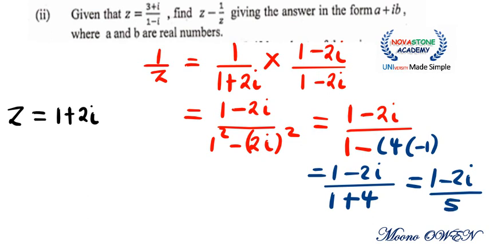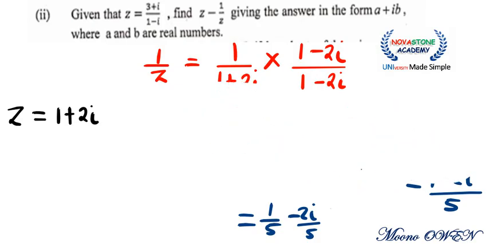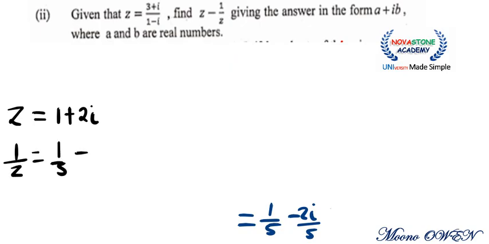Then I'm going to separate like the previous one. I'm going to have 1 over 5 minus 2i over 5. So basically this is what I have as my 1 over z. So we found 1 over z. We found that it is 1 over 5 minus 2i over 5. So this is what I have.